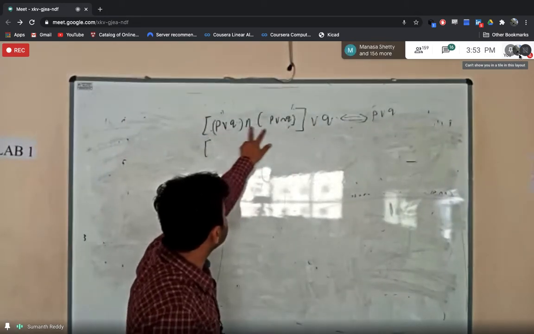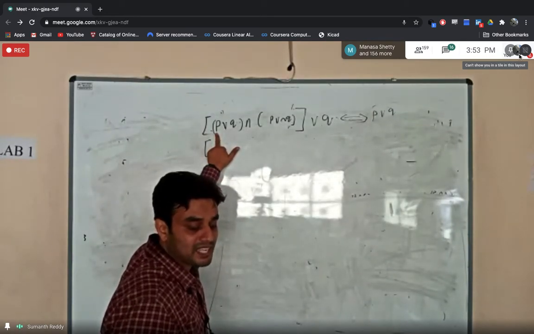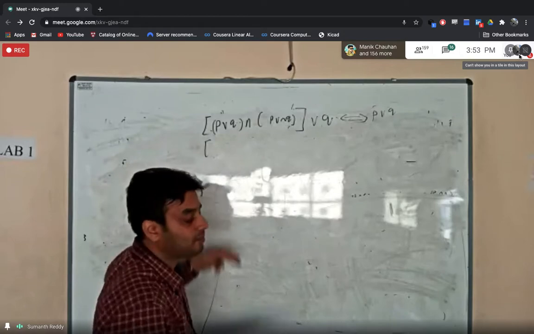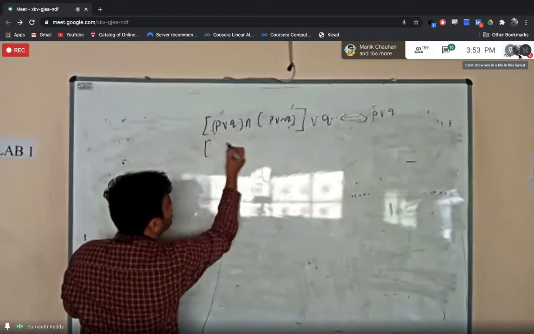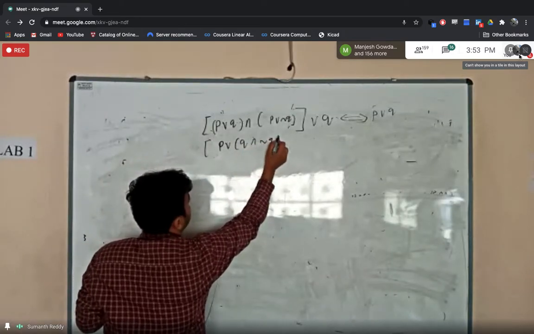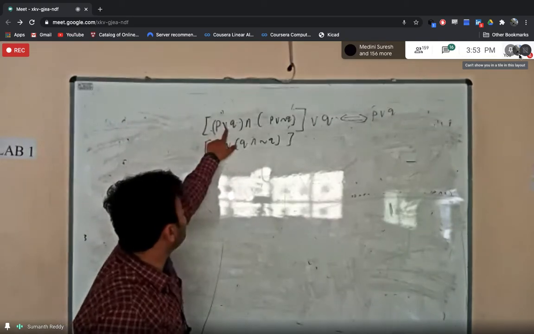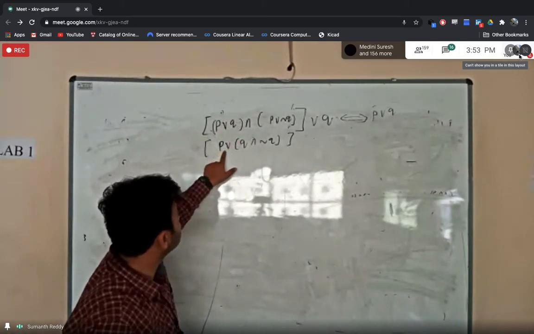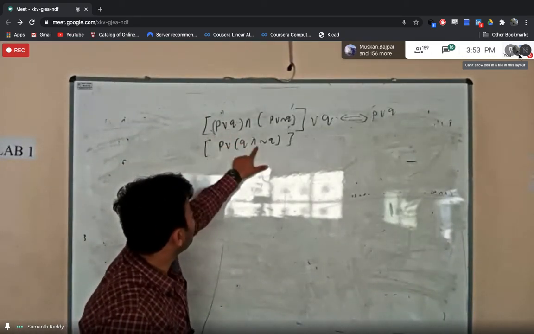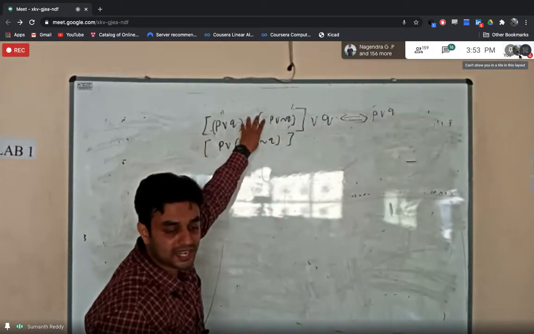And in both the sets, P is common. Don't you think that if P is common, I can take it out as common? So if I just remove this P, this can be written as P or (Q ampersand of negation of Q). Again, if you apply the distributive law, you will get back the same thing. If you expand this, again you will get the same thing.